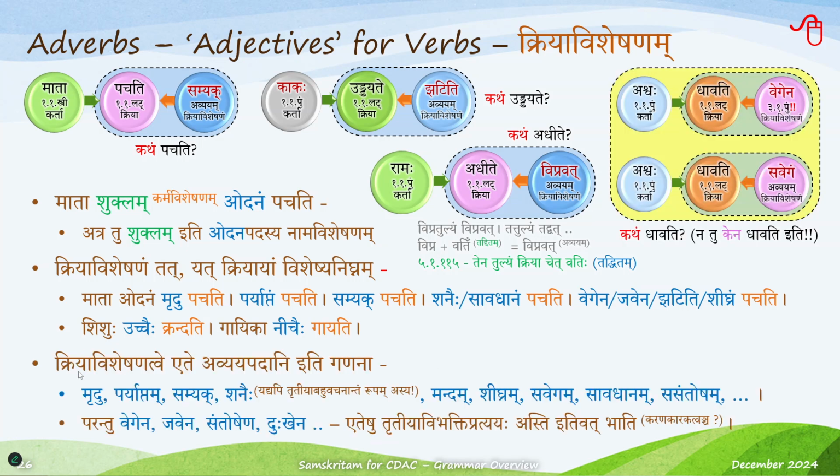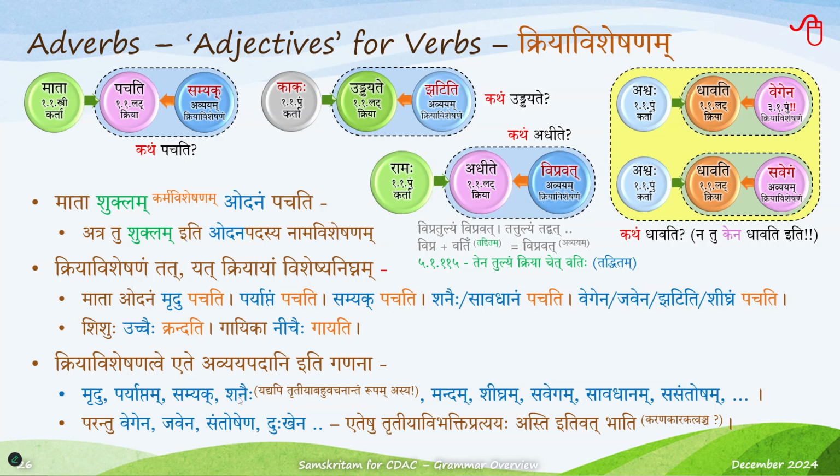Now let us see some more about this. Kriya Visheshanatve ete Avyayapadani iti ganana. In the position of a Kriya Visheshana, these are dealt with like Avyayas, like Mrudu, Paryaptam, Samyak. Some are regular Avyayas, some are enforced into Avyayatva in the Kriya Visheshana. So Mrudu, Paryaptam, Samyak, Shanaihi. Yadyapi Tritiya Bahuvachanantam Rupam Asya. It has a Tritiya Bahuvachana form, like Shanaihi.